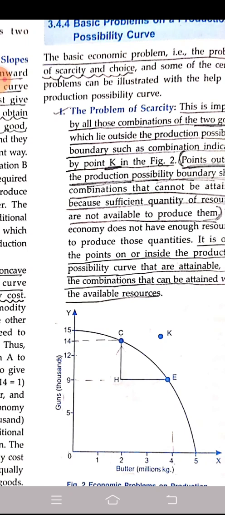Second, it is concave to the origin. You can see that the downward sloping curve is not a straight line, it is a concave one. A concave shaped production possibility curve indicates increasing opportunity cost. The opportunity cost of a commodity is the quantity of the other commodity which needs to be given up to get 1 unit of this.